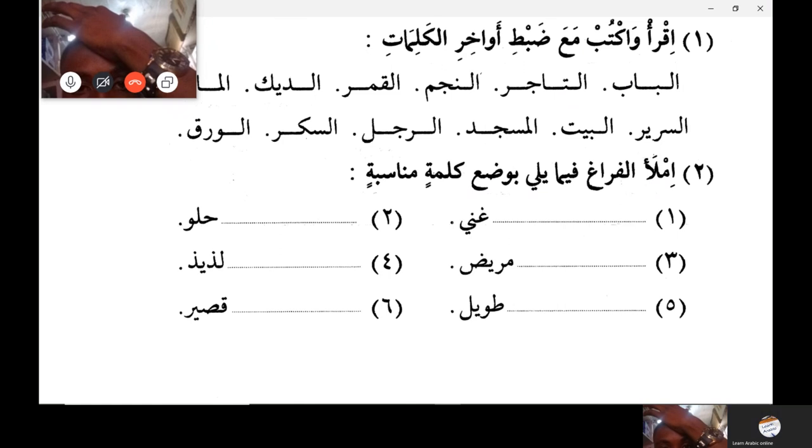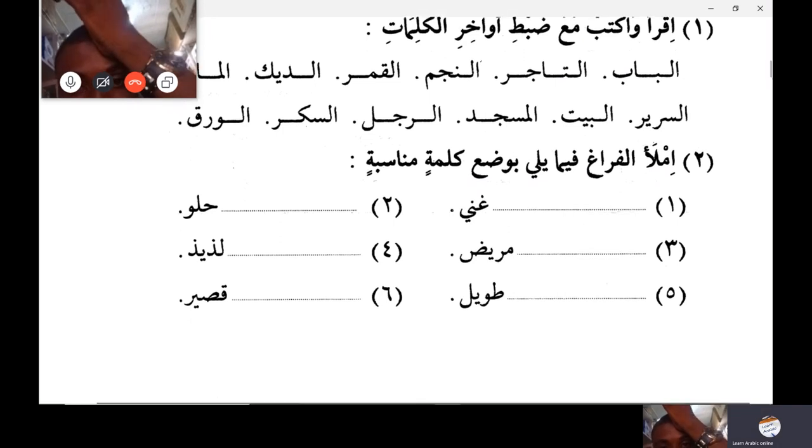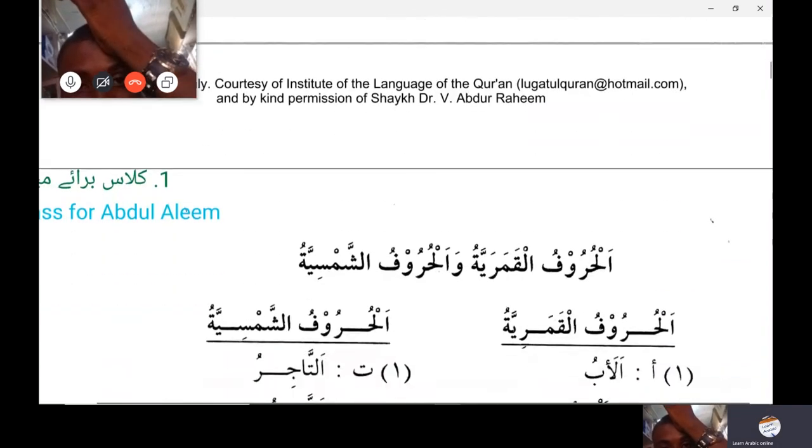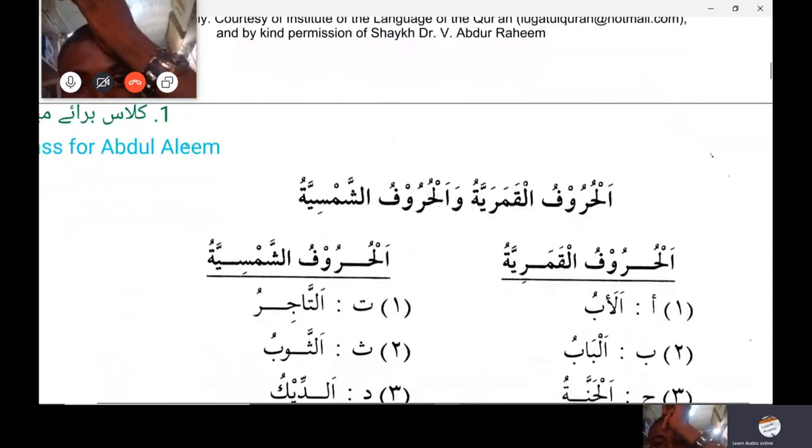Number four. At-tufahu ladhidhun. Al-rajulu tawilun. Am I to say al-rajulu kathirun? Okay, ar-rajulu kathirun, al-mudarrisu kathirun, al-muhandisu kathirun. Next.